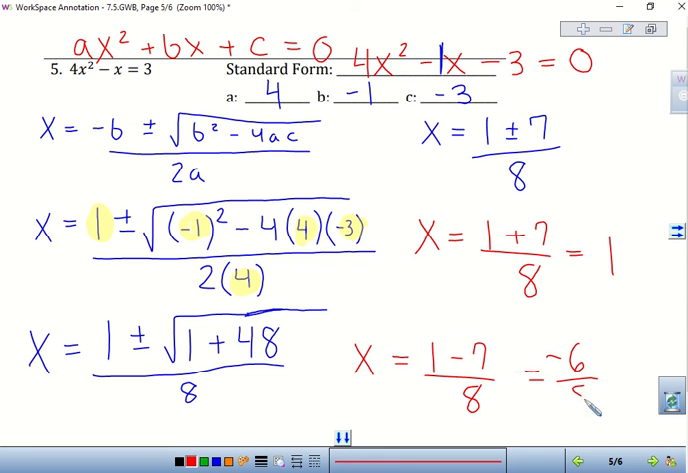We can't do anything with that, but we can do what? We can reduce it, right? So what are these numbers both divisible by? By 2. Good. So this becomes negative 3 over what? 4. Those are my two answers.